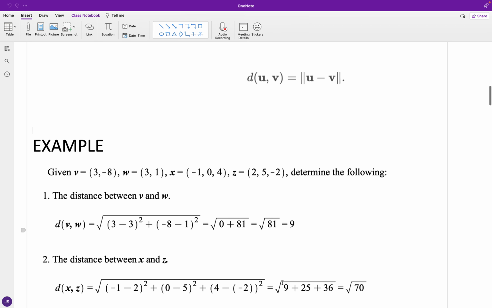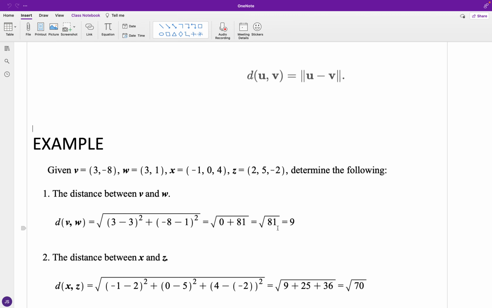Now for the distance between x and z, you're looking at x minus z. First coordinates we have negative 1 minus 2. Second we have 0 minus 5. Third we have 4 minus negative 2. Negative 1 minus 2 is negative 3, and the square of negative 3 is 9. 0 minus 5 is negative 5, its square is 25. 4 minus negative 2 is 6, and the square of 6 comes out to 36. And it turns out that we end up exactly at the square root of 70.